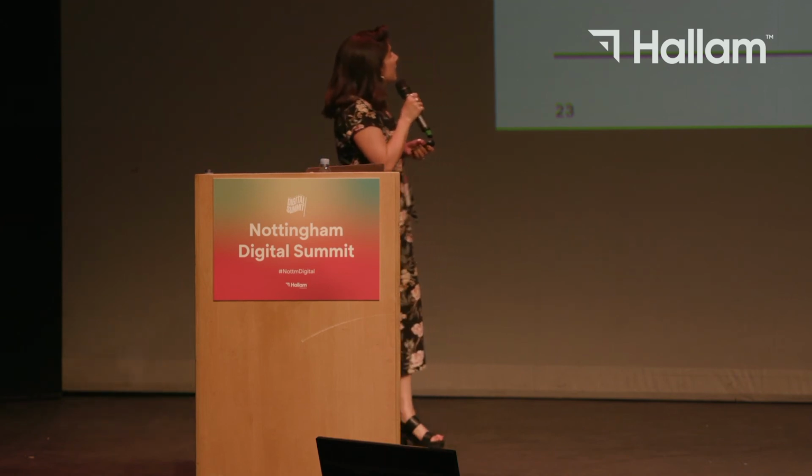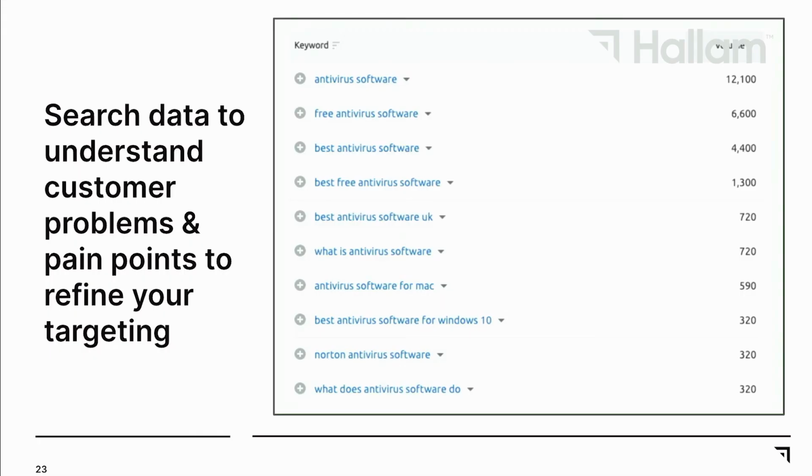Another way that we can understand our customers through search data is looking at the kind of problems that they're posing into search engines and the kind of pain points as well. And this is going to help refine our targeting when we come to positioning our product. So I've chosen another software example for this. This is for antivirus software. A simple example, but if you plug that into a research tool, it comes back with things like free antivirus software.